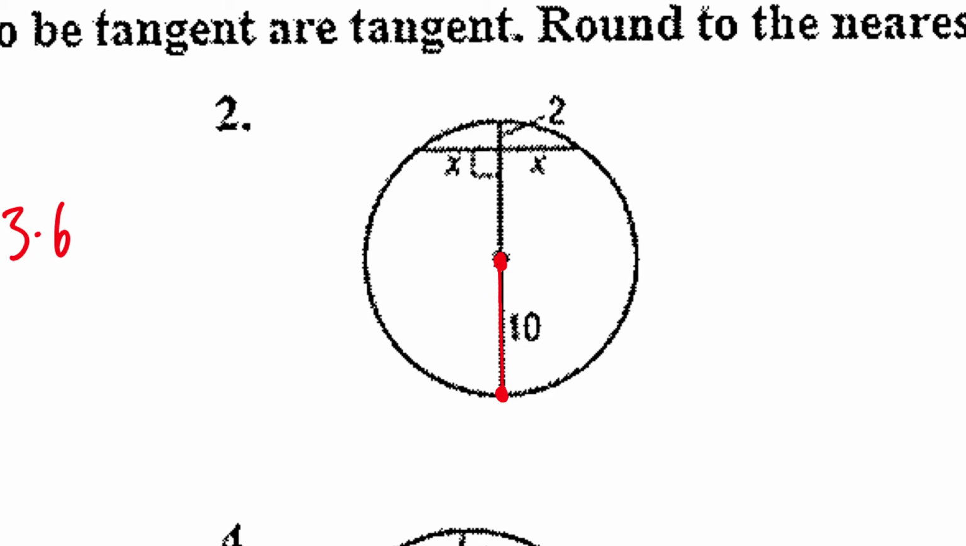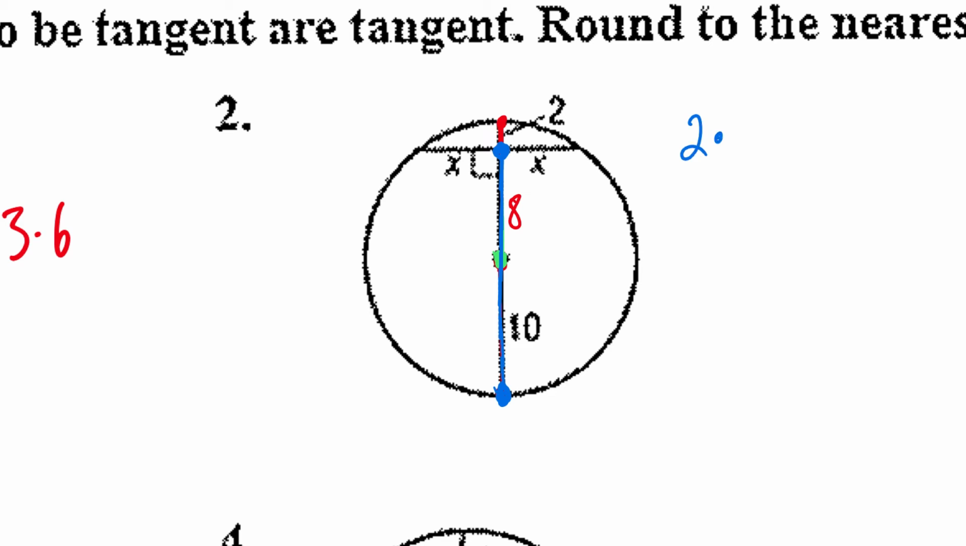The radius is 10. So if this is 2 from here to here, then from here to here is going to be 8. All right, so this piece from here to here is 2. How long is this piece all the way from here to here? 18. So there's a little piece that's 2, and from here to here is 18.